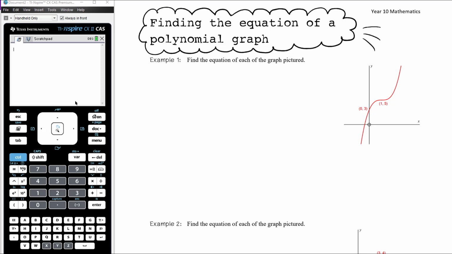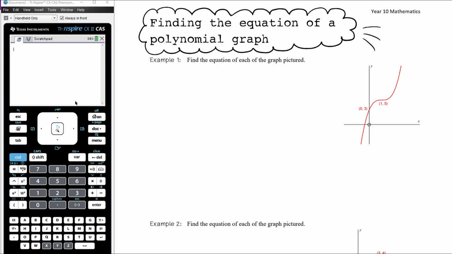Okay, so this is our final video in our Year 10 Polynomials topic. And what we're looking at here is how we go about finding the equation of a polynomial graph. So throughout the topic, we've built up the algebraic tools that we needed in order to be able to factorize and then hence solve cubic equations. That was important in order to enable us to sketch cubic graphs so that we could find the intercepts.